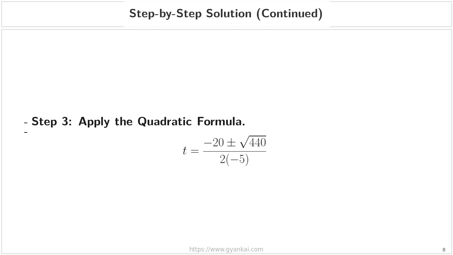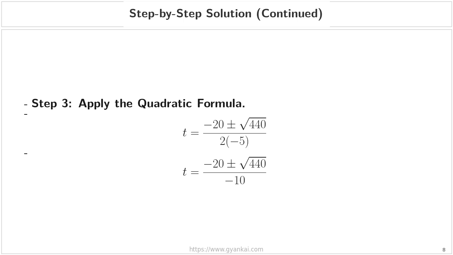Step-by-step solution, continued. Now that we have calculated our discriminant to be 440 in the previous step, we move on to step 3, which is to apply the quadratic formula to find our values for time. Let's plug our values into the formula. We start with t equals -b, which is -20, plus or minus the square root of our discriminant, 440, all over 2 times a, which is 2 times -5. If we simplify that denominator, 2 times -5 gives us -10.